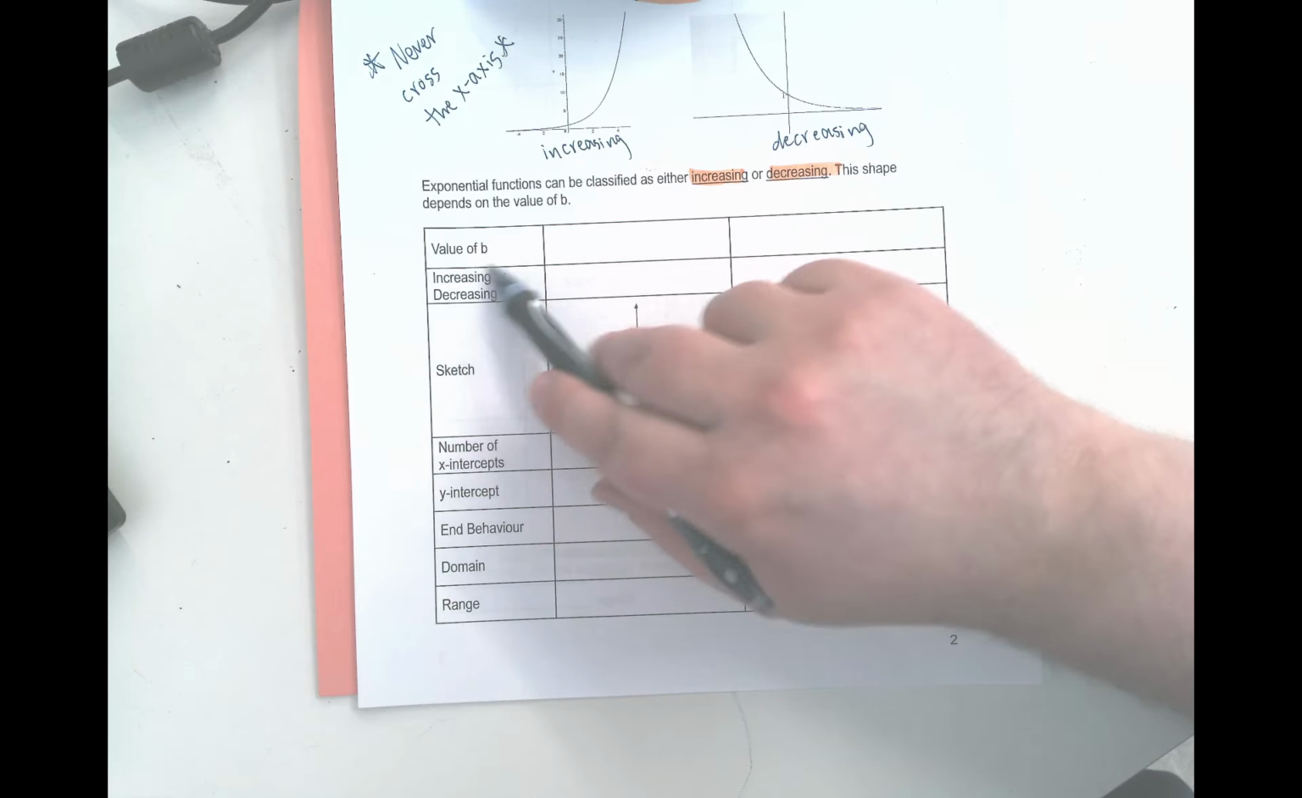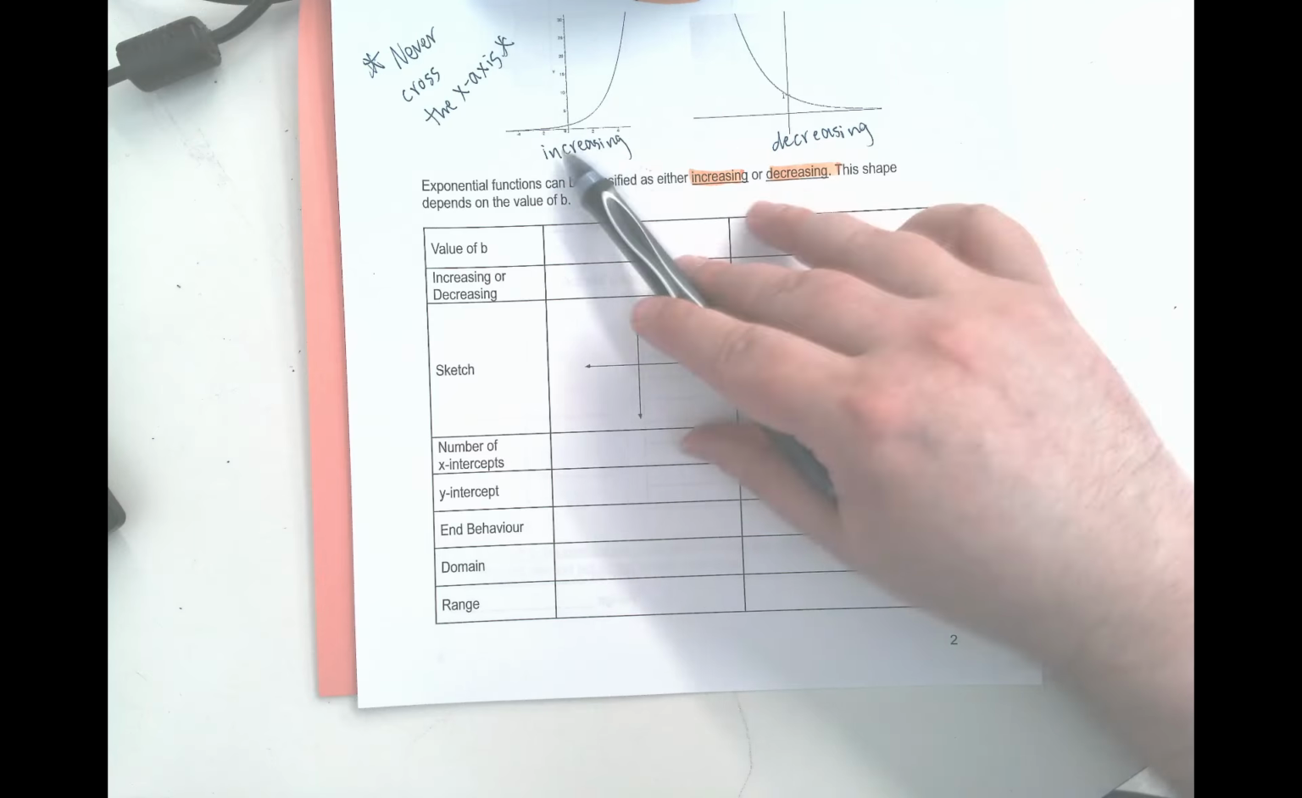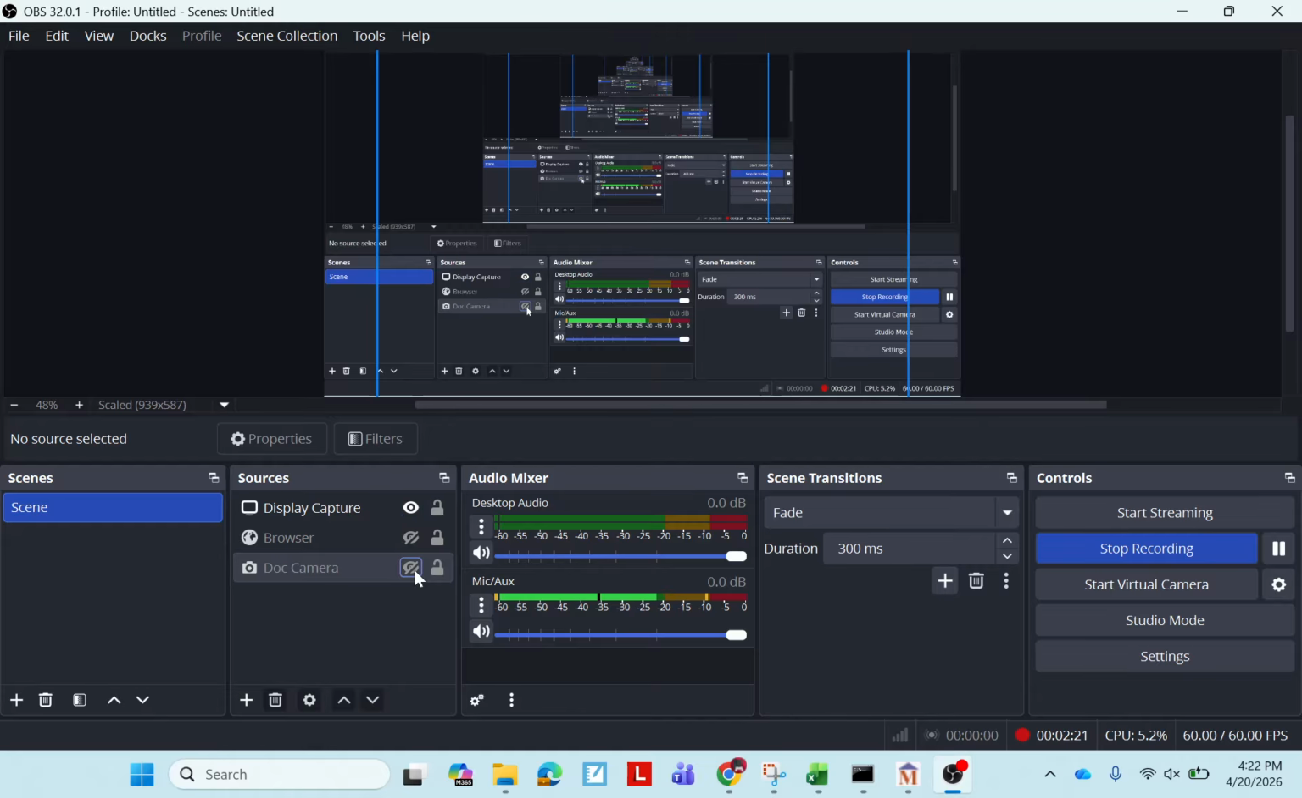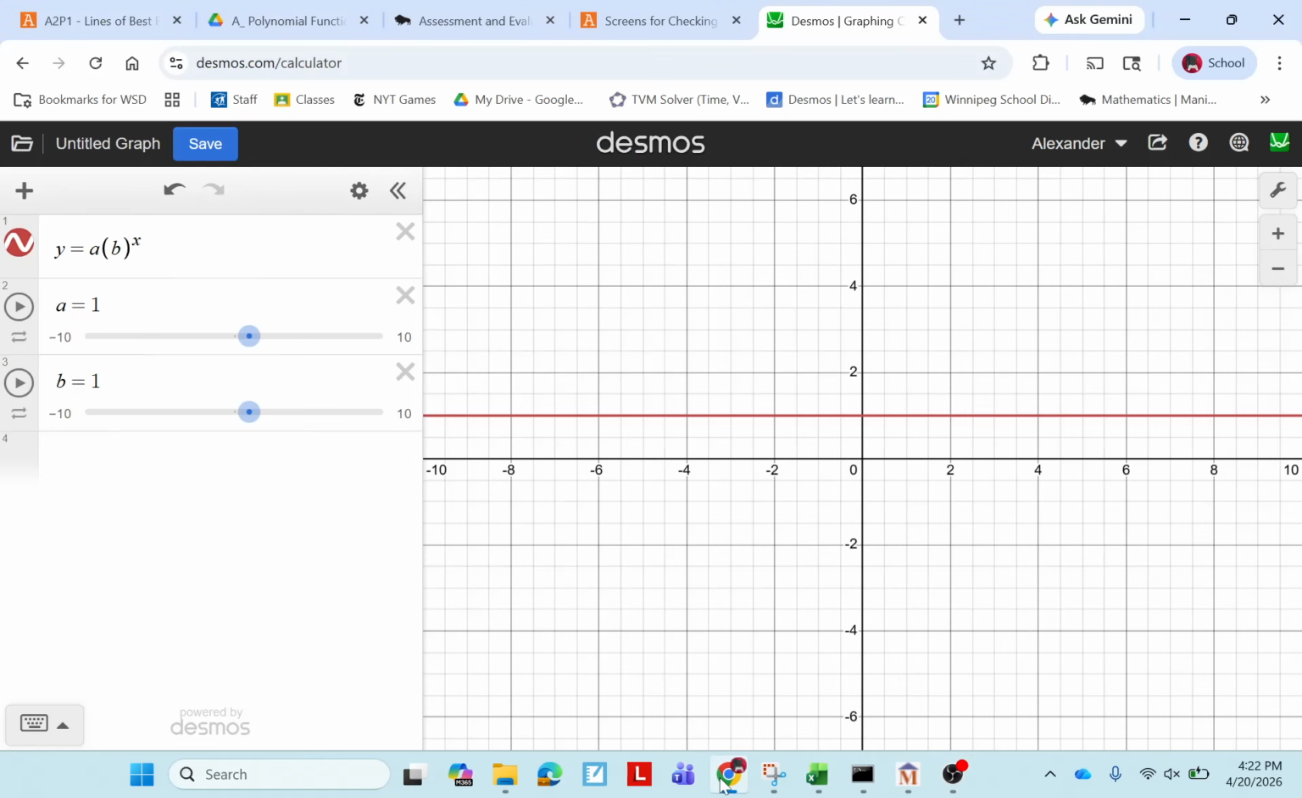So we're just going to go through some characteristics of these graphs. I'm going to flip over to Desmos first, because one thing that we're going to look at is how the value of b changes the shape of the graph. I've already got Desmos loaded up with the form of the equation here. I also added a slider for my a and b values. We don't really have to worry about a, but I'm just going to keep it in here so that we can see the shape.